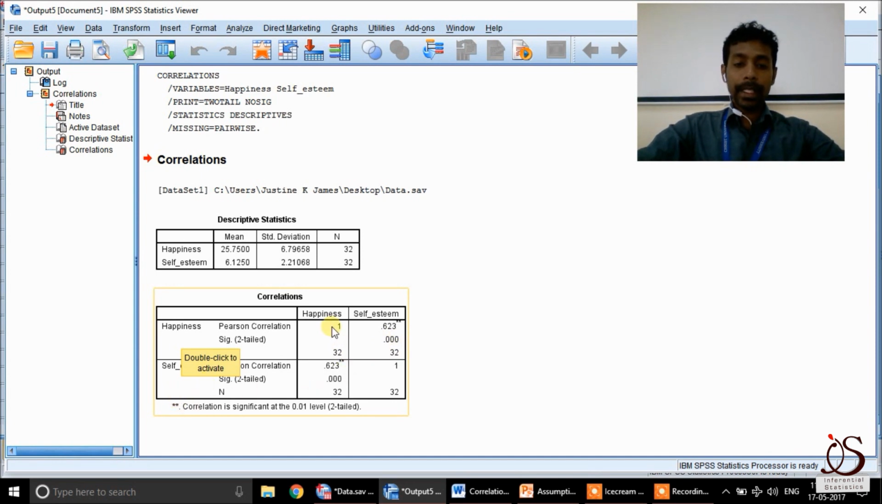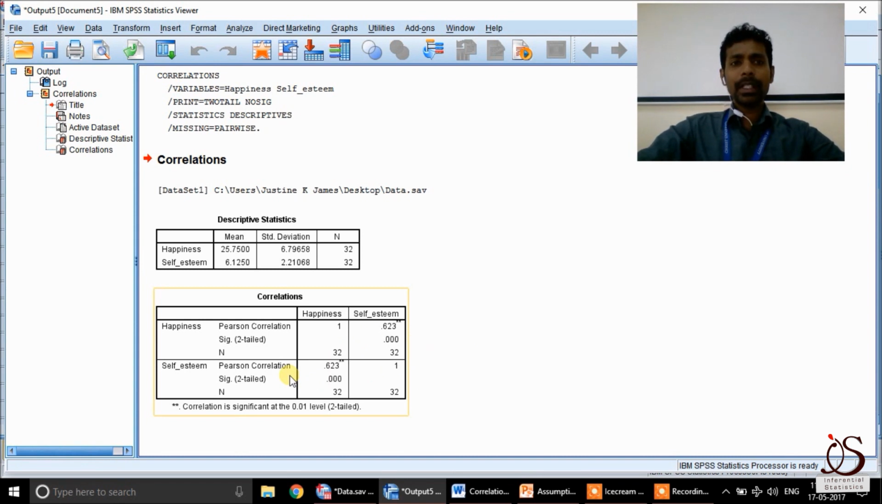Now you will find these values here, this diagonal of 1 values. Consider this as a diagonal line. The upper value and the lower value are the same, because the value for happiness and self-esteem will be the same as for self-esteem and happiness here. So we can take any one of these values. Okay, so this is how we interpret the results.